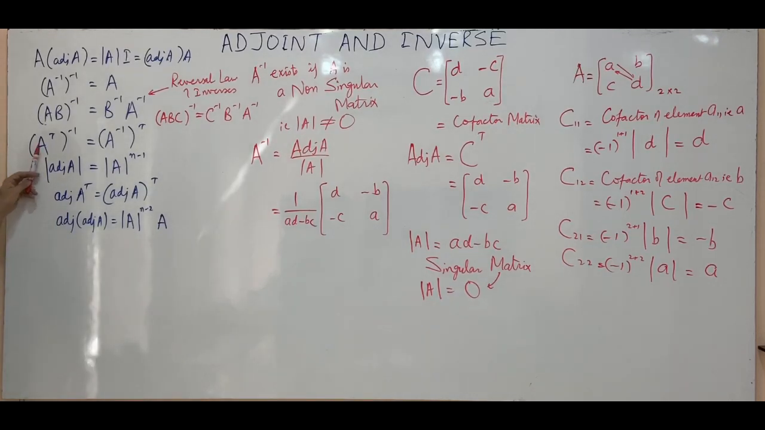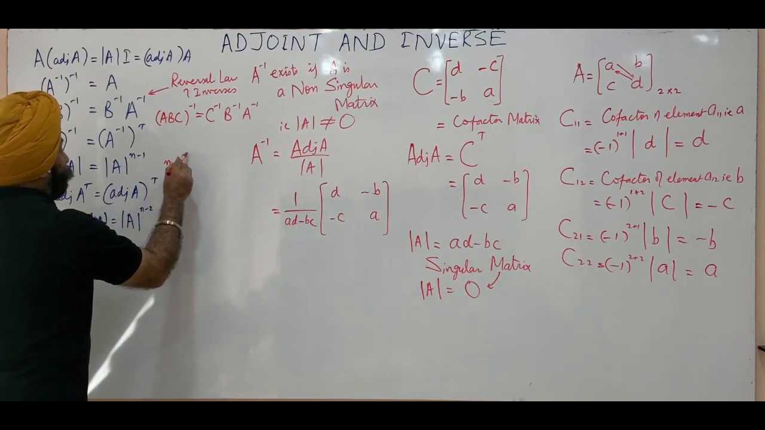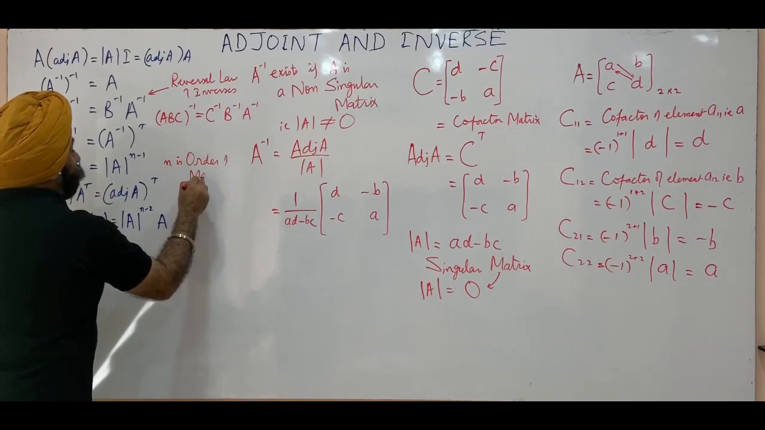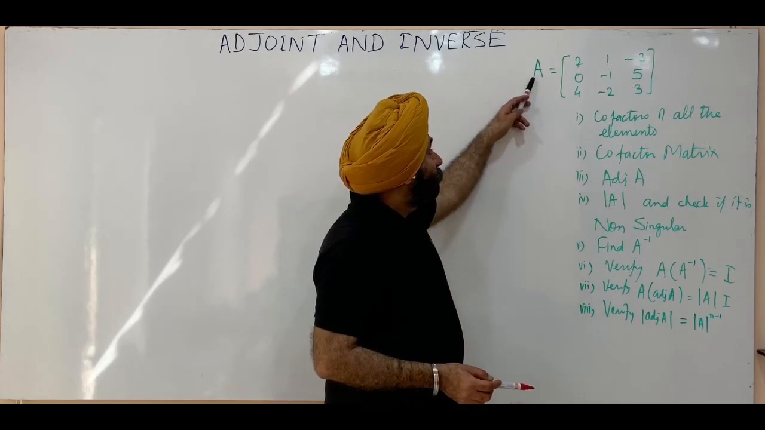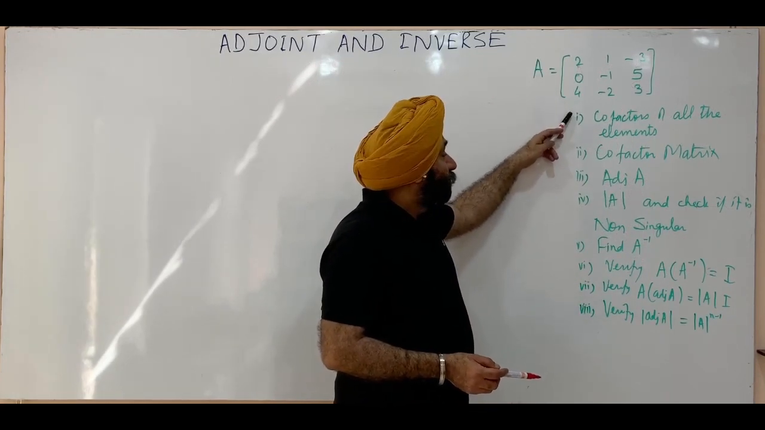Next property, (A transpose) inverse is the same as (A inverse) transpose. Next, the determinant of the adjoint of A is equal to the determinant of A raised to n minus 1. What is n here? n is the order of the matrix. Obviously, we have square matrices here. Then the adjoint of A transpose is the adjoint of A whole transpose, and the adjoint of the adjoint of A is equal to the determinant of A raised to n minus 2 into A. Let us for this given matrix say find out cofactors.